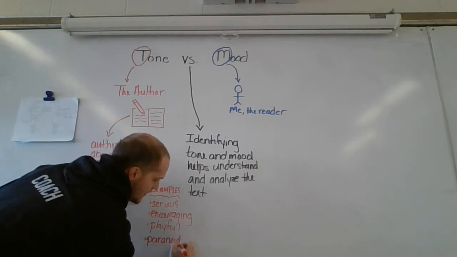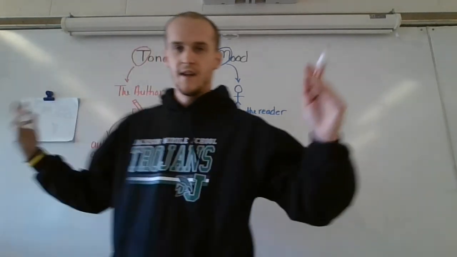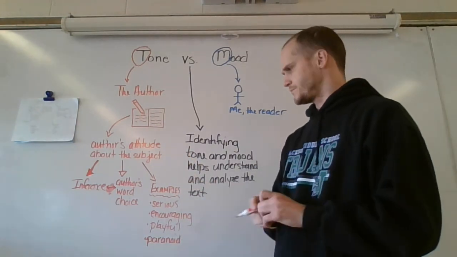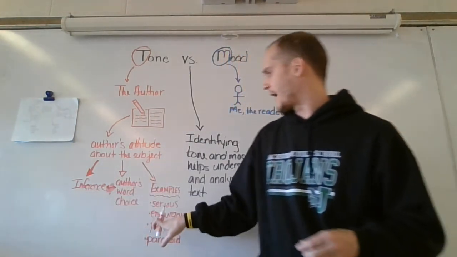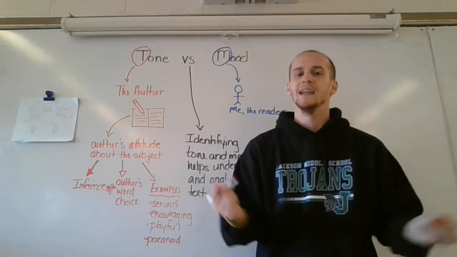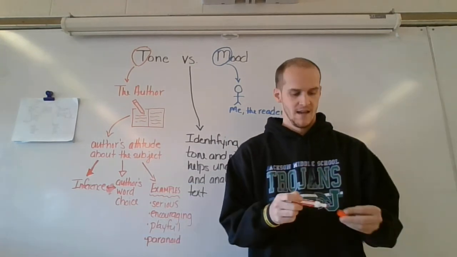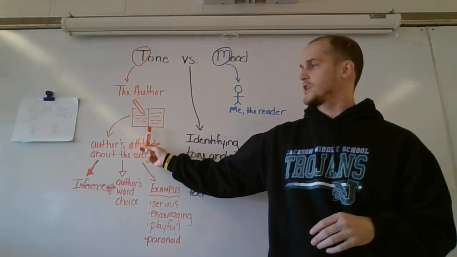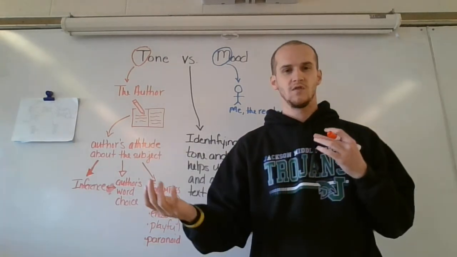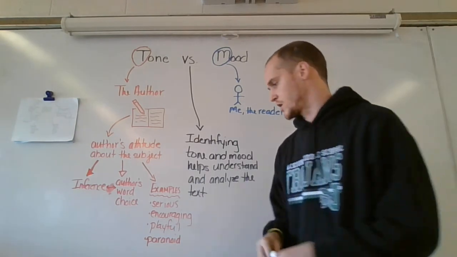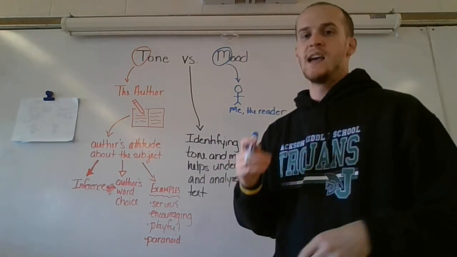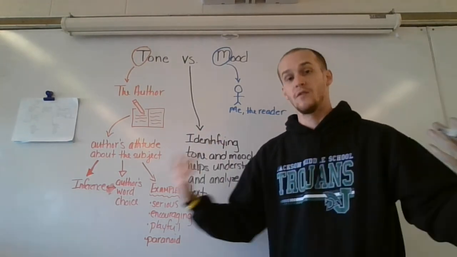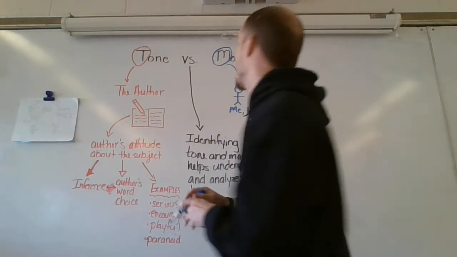Okay? So the author can have multiple moods. And you infer how the author feels because the author isn't going to come out and just say. But you make those inferences based on how the author constructs the text. What words do they use? How do they use those words? What do they reference? And that's going to allow you to determine how the author feels about the text in which they are writing.